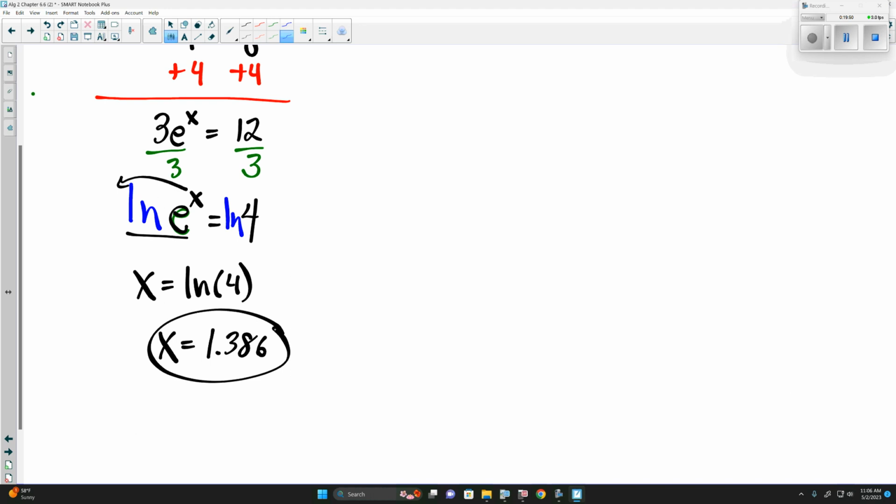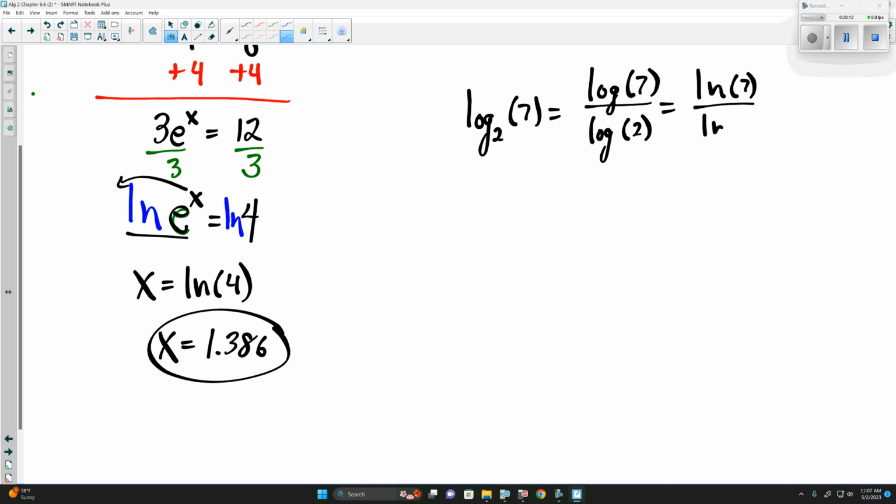That's also the nice thing with the change of base, where before log base 2 of 7 can be rewritten as log of 7 over log of 2. We're just changing the base to 10. We could change the base to e if we wanted to, but then we just say ln of 7 over ln of 2 and get the exact same value.